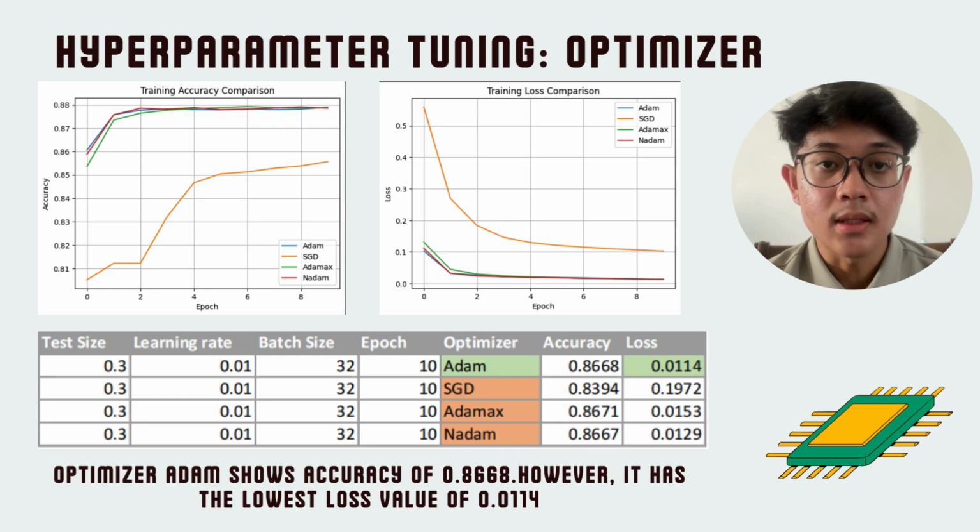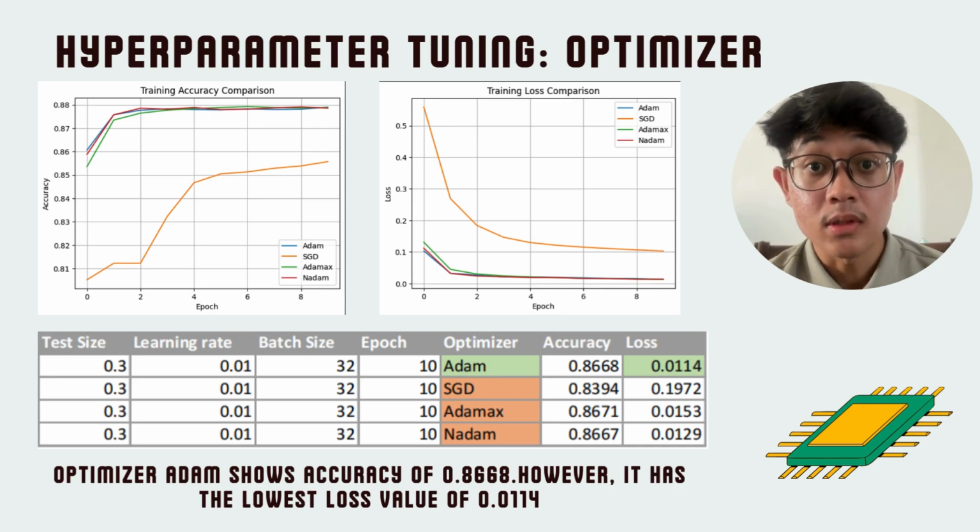While ADAMAX and NADAM achieved similar accuracy, their loss values were slightly higher. SGD performed the worst in this case with the lowest accuracy of 83.94% and the highest loss at 0.1972. In the training accuracy graph, ADAM-based optimizers converge faster and more consistently than SGD. Similarly, in the training loss graph, they reach much lower loss levels, while SGD struggled to improve.